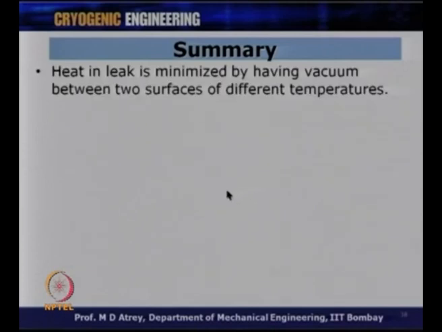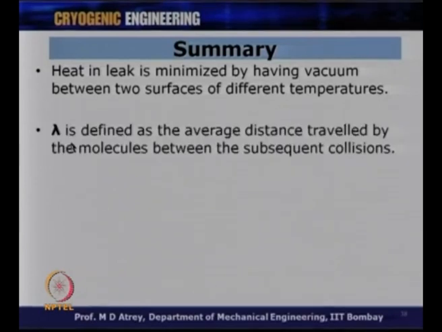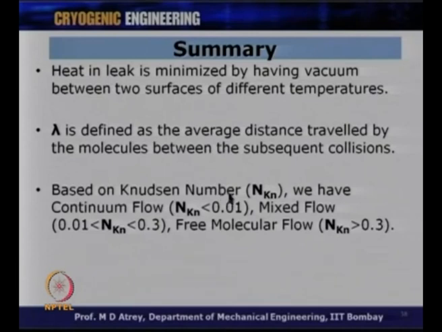Summarizing this lecture, heat in-leak is minimized by having vacuum between two surfaces of different temperatures. Lambda, which is the mean free path, is defined as the average distance travelled by the molecules between subsequent collisions. Based on the Knudsen number, which is lambda by d, we have continuum flow when the Knudsen number is less than 0.01. We have a mixed flow when the Knudsen number is between 0.01 and 0.3, and we have free molecular flow when the Knudsen number is more than 0.2, as lambda increases from continuum flow to free molecular flow.